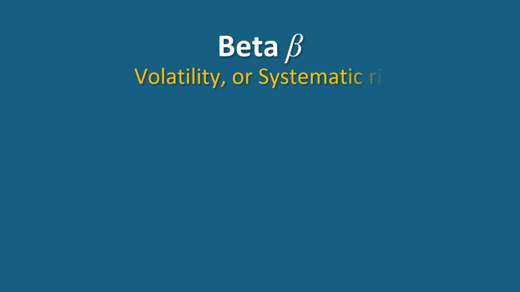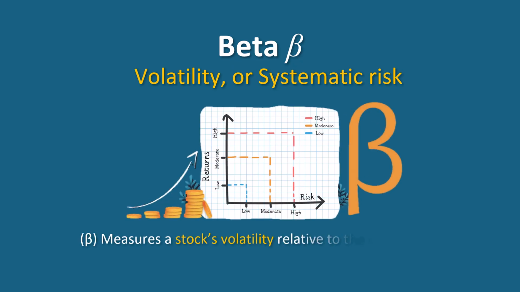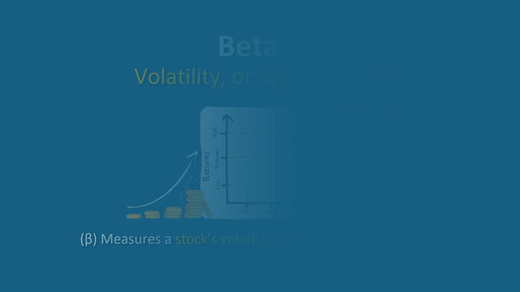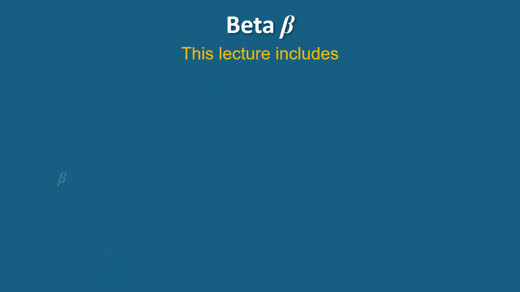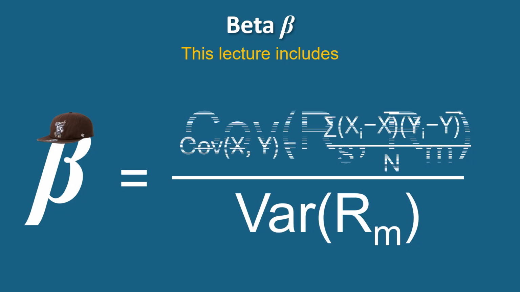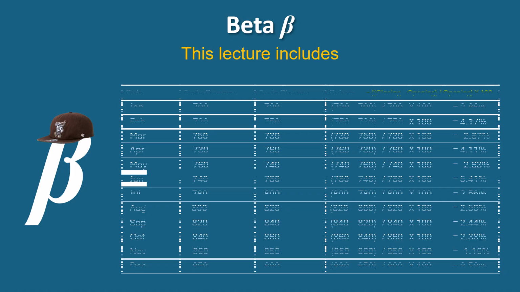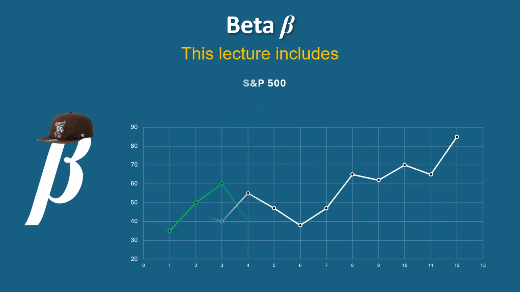Beta measures volatility or systematic risk, a stock's volatility relative to the overall market. In this lecture, I will cover beta professionally. I will teach the formula, split the formula into detailed parts, tabularize the data, and then show you data graphs so you understand it better.